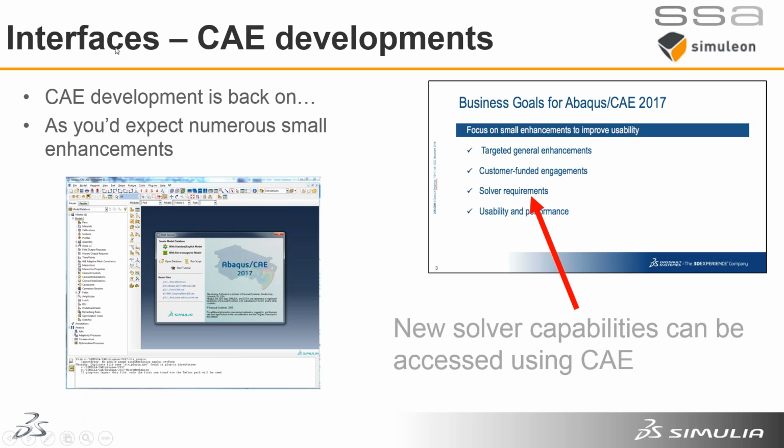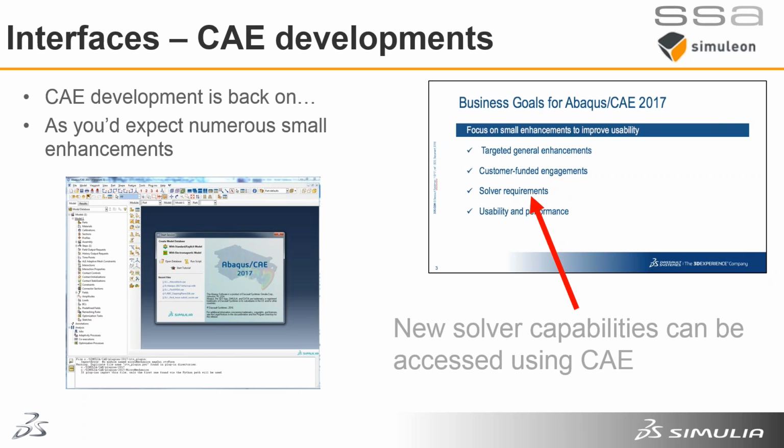A really good point I'd like to make at this point is that we're going to look at a lot of new Abaqus solver capability, and pretty much all of that capability can be accessed using Abaqus 2017. There are certain areas where that new functionality is command line or input deck only, but for all of those functionalities, the support in Abaqus CAE is very, very close to being delivered.